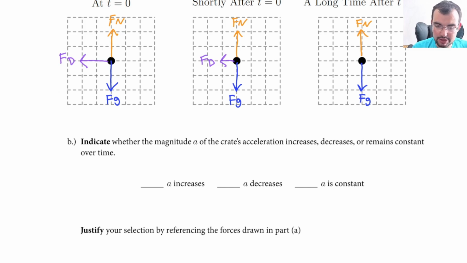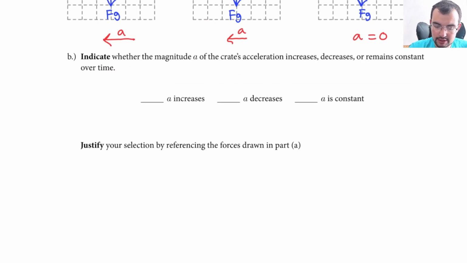So notice here, we do have a very different acceleration that's happening. We want to indicate whether a goes up, goes down, or remains constant. Well, the net force tells us the direction of the acceleration. So the acceleration would be large and to the left, then smaller and to the left, and then infinitesimally small or just zero. Since the net force is decreasing, the acceleration is decreasing. End of story.